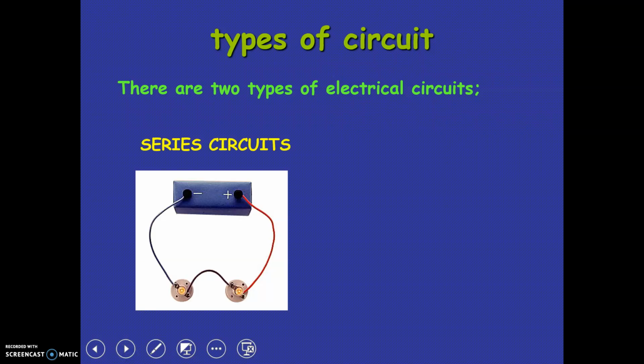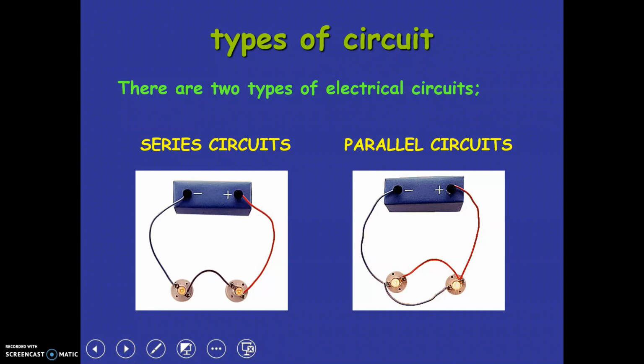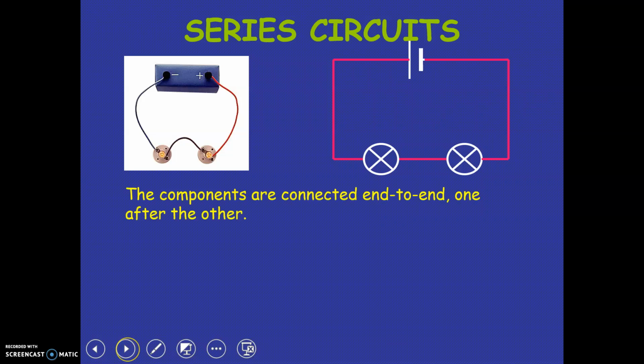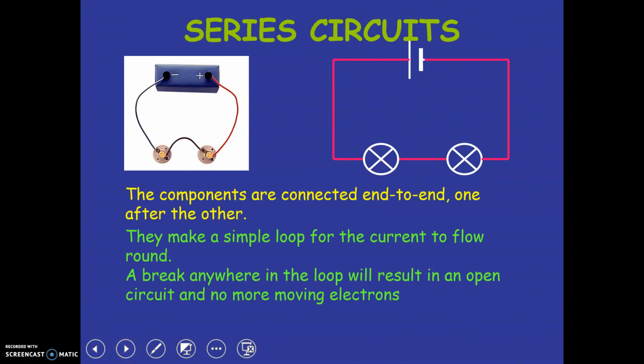There's two types of circuits we're going to talk about. The first one is series, and the second one is parallel. So series circuit, that means that everything is connected together and there's only one path for the electrons to flow. So as we can see on here, the electrons can flow one way and one way only.